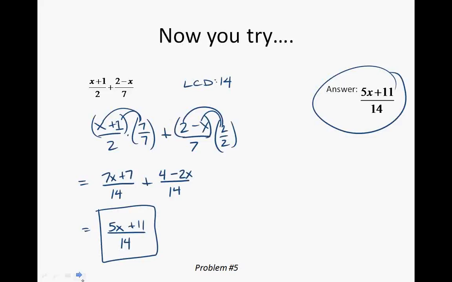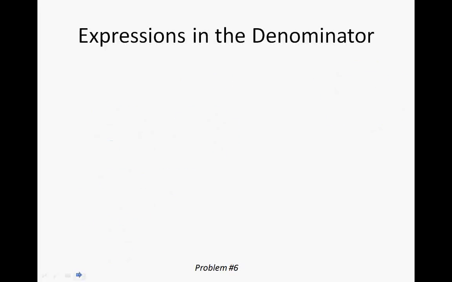All right, let's move on to the next topic. Expressions in the denominator. The previous problems had real numbers as your denominators, like 2 and 7, 3 and 6, and it's pretty straightforward to find the least common denominator. It's a little more challenging when you have variables in your denominator, but if you understand the principle of the previous problems, you should be fine finding the common denominator of these new problems.